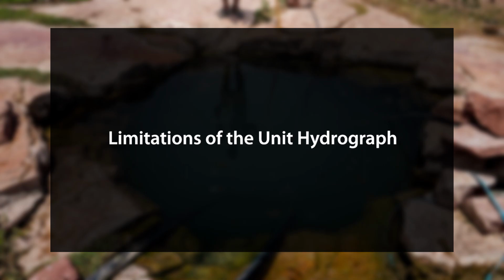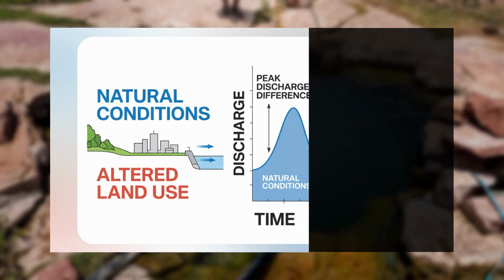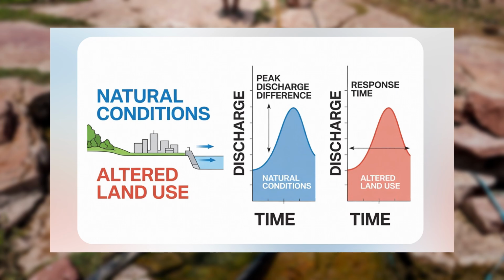Let us discuss some of the limitations of the unit hydrograph. Although the unit hydrograph is widely used because of its simplicity and practical usefulness, it is important to recognize that it is based on several assumptions that may not always hold true in natural conditions. These limitations arise mainly from the complex and variable nature of rainfall-runoff processes, which cannot always be fully represented by the simplified conceptual model. So as a result, the unit hydrograph must be applied with care and sound hydrological judgment.